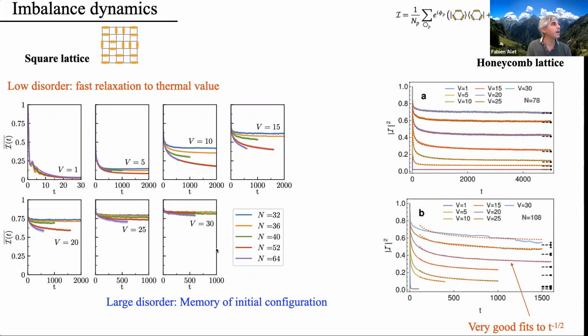So there's clearly at large disorder a memory of the initial configuration, because the imbalance does not go to 0 and it's actually saturated. Another thing which we can look at, a very strong signal of many-body localization in 1D, is to look at quench dynamics of the entanglement entropy after a quench.